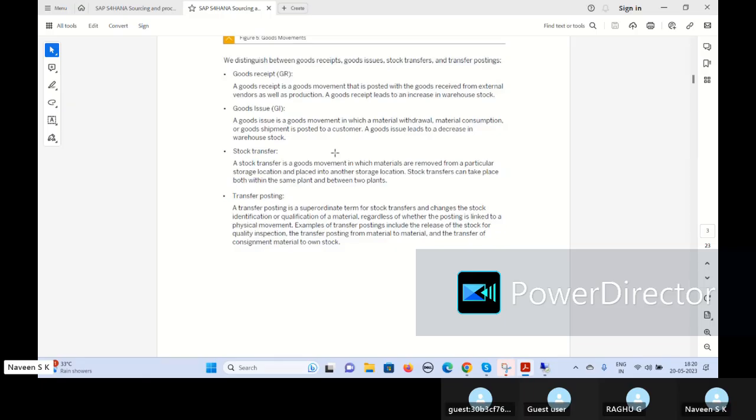So I have a question. In the case of transfer posting, the location will not change most of the time, right? It is in the same location. So the transfer posting and the stock transfer can happen the same way?